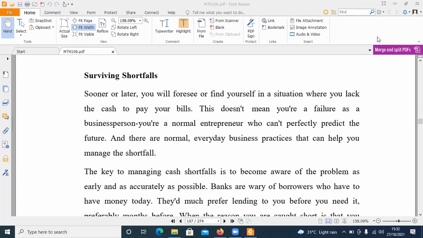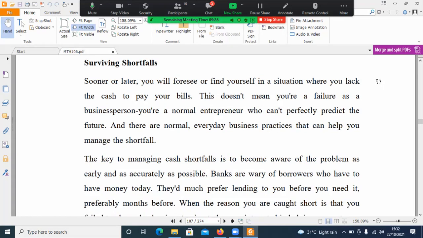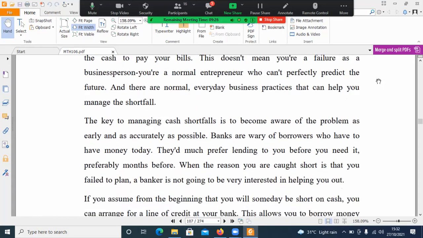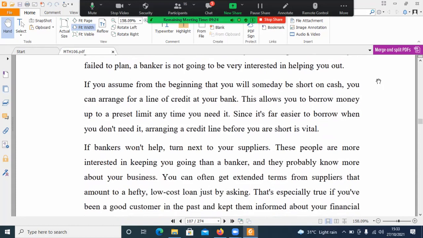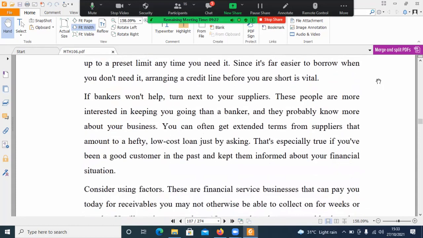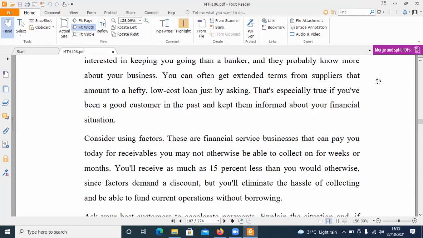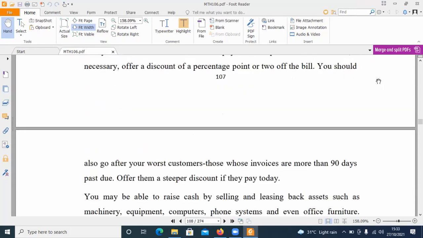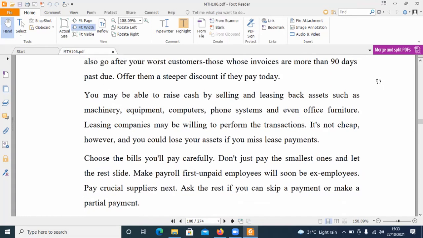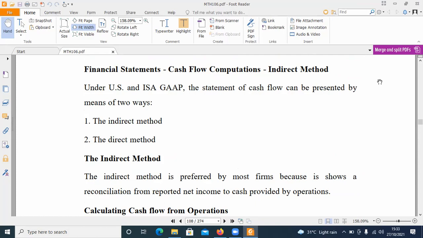So here we are looking at how you can manage the shortfall. When you have a shortfall in business, that does not mean you are a failure and does not mean that you are not doing fine. It can happen at any time in business that you need a certain amount of money to carry out a transaction, but you discover that you don't have a sufficient amount to do so. Going through this will tell you how you can manage your shortfall.